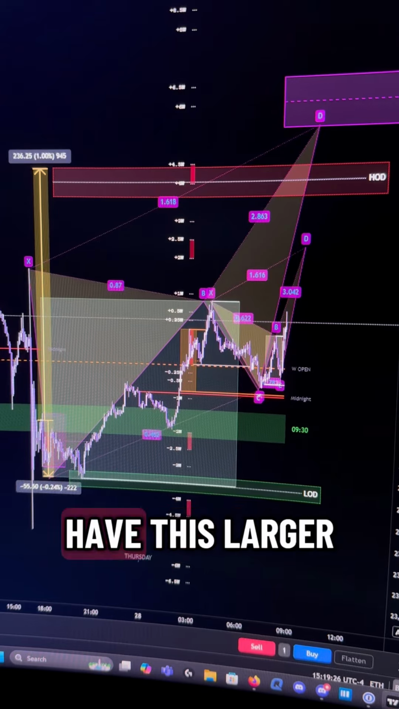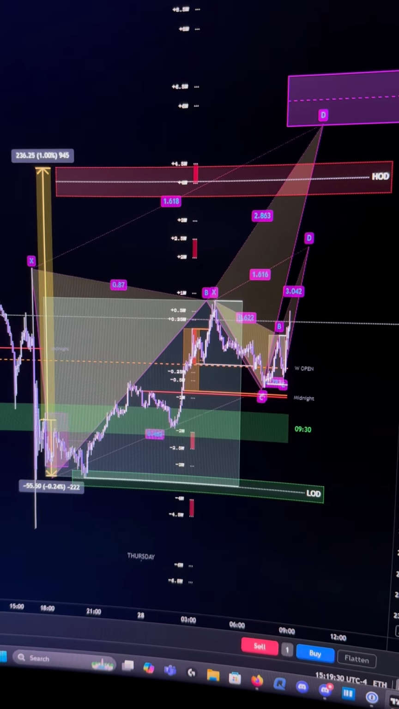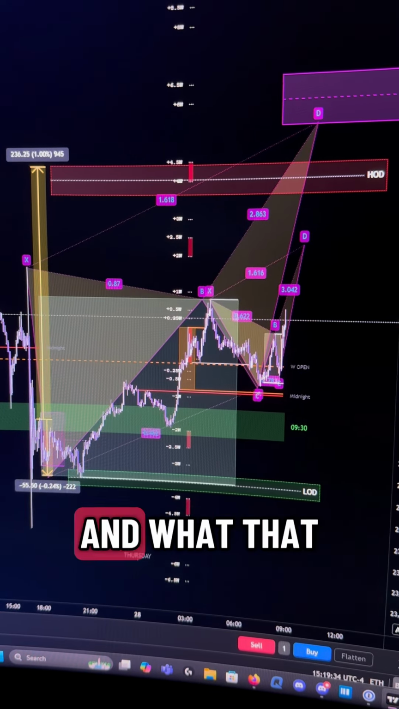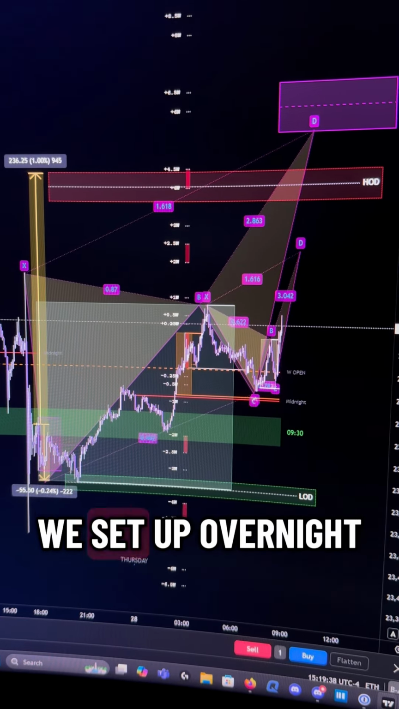All right, and then we have this larger move setting up to try to take us up to 820. What's standing in our way is the standard high of day zone. And what that is just a percentage move based upon how we set up overnight.